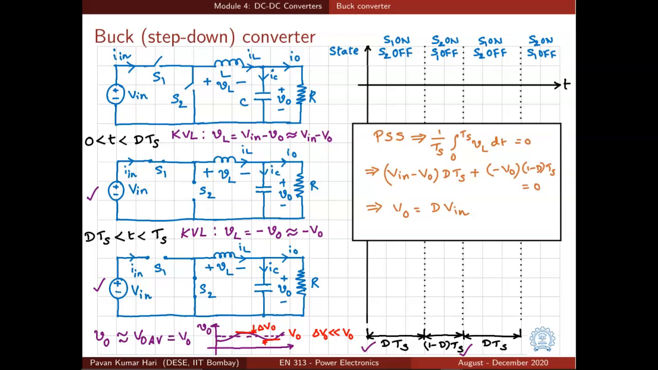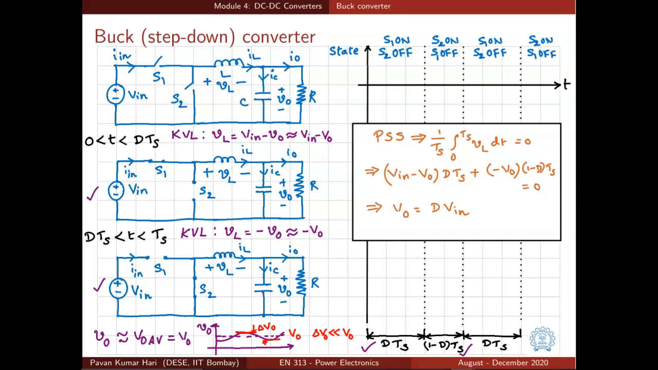The next step is to apply the principles of periodic steady state. We know that in periodic steady state, the average voltage across an inductor is 0. So if you apply that, it will be 1 by Ts integral 0 to Ts, because our time period is Ts, because the states are getting repeated over every Ts. So 1 by Ts integral 0 to Ts, VL dt will be 0, and with our small ripple approximation, the expressions for VL in both intervals are V in minus VO and minus VO, where VO is constant.